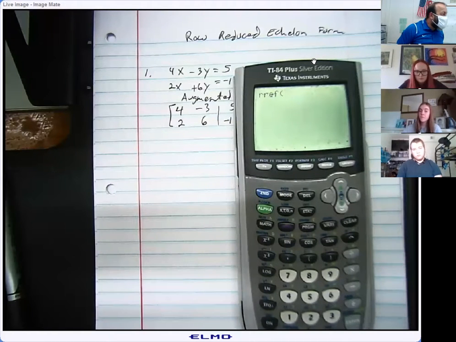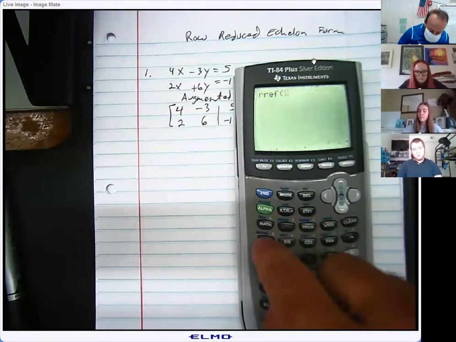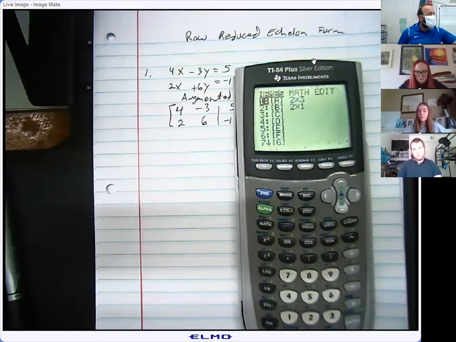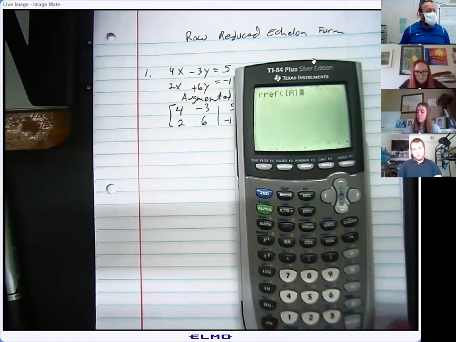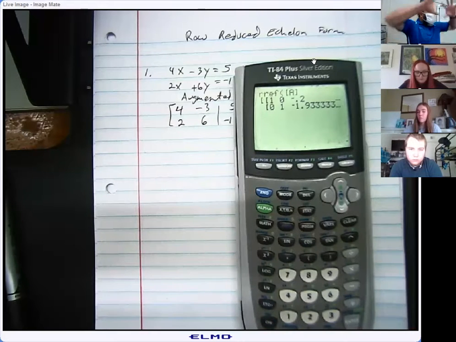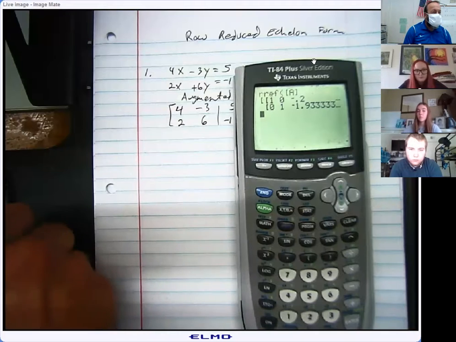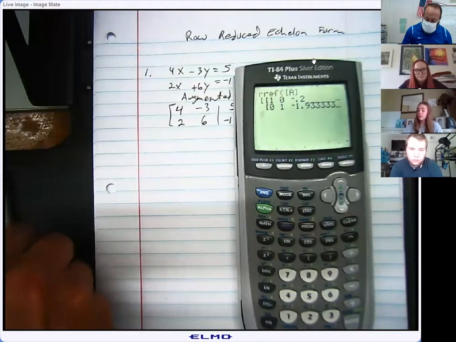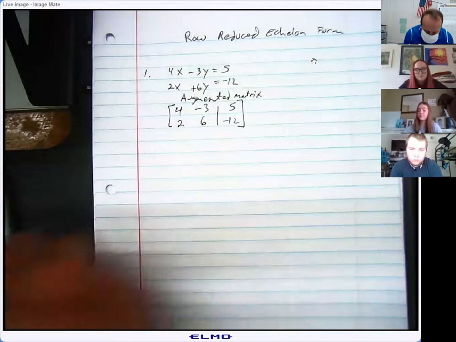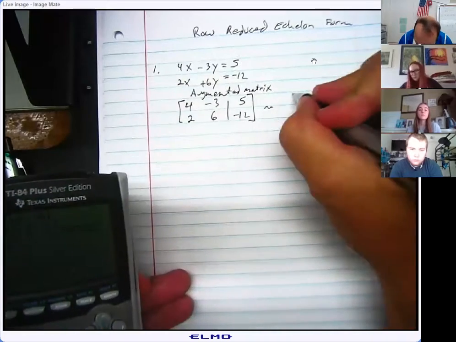So where's matrix A? Matrix A, 1. And when I hit enter, boom, there is all of that work from A to Z that I gave you on the paper. They did all of it for me. You see that? So when I do that and I write that down, it looks like this.